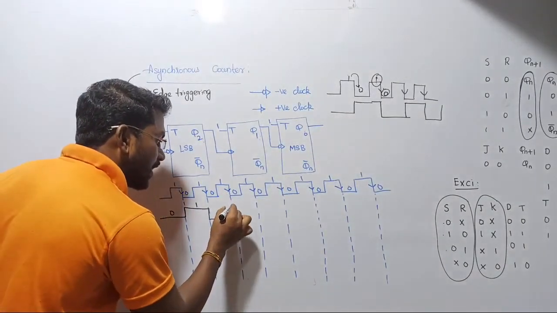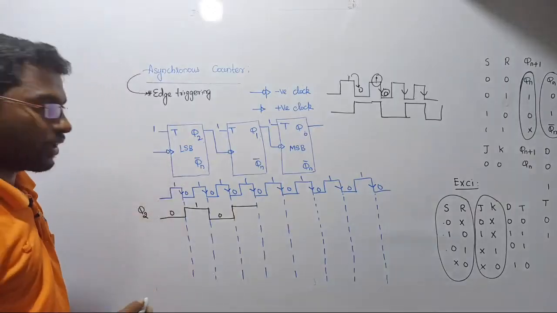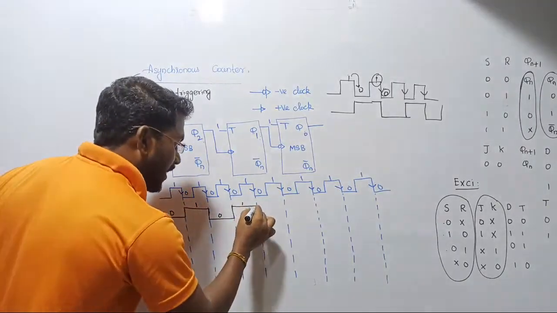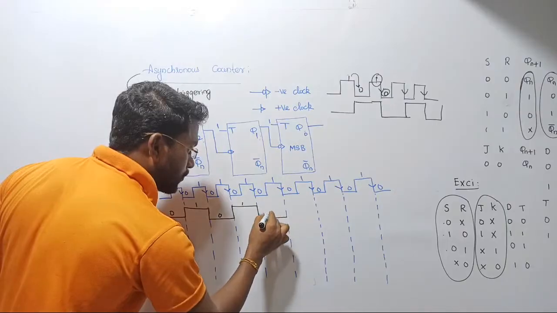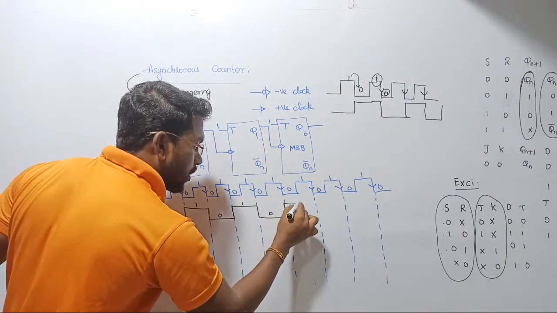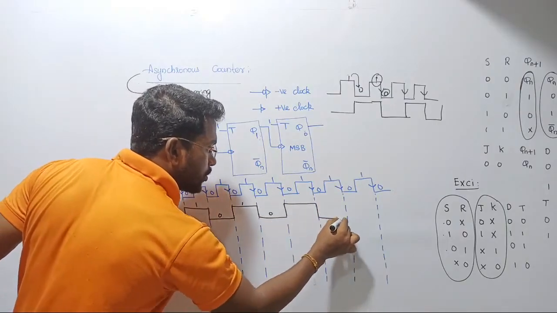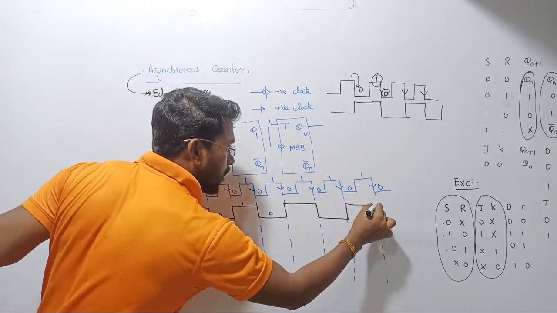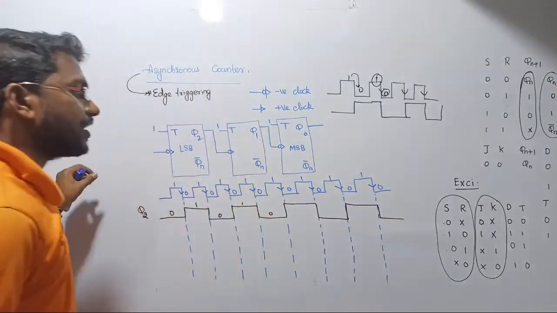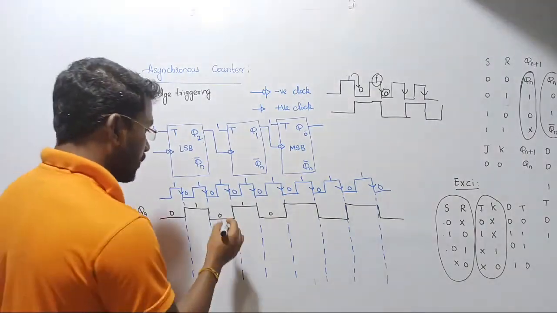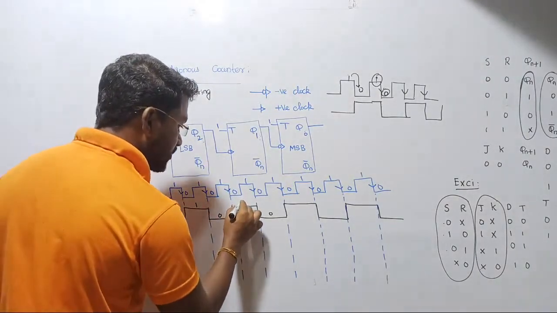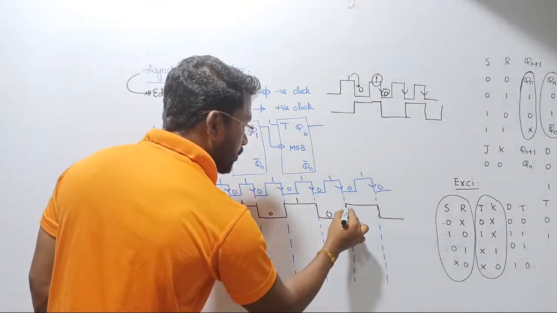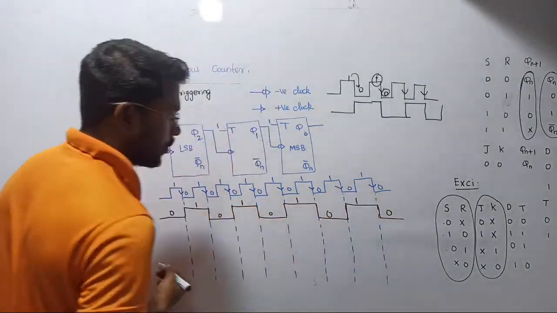That is called toggling. It goes from 0 to 1. Again in the next clock, it goes from 1 to 0. Again from 0 to 1, again from 1 to 0, again from 0 to 1, again from 1 to 0, and so on. Clear? So let me register the variable. This is 0, this is 1, 0, 1, 0, 1, 0 and so on.